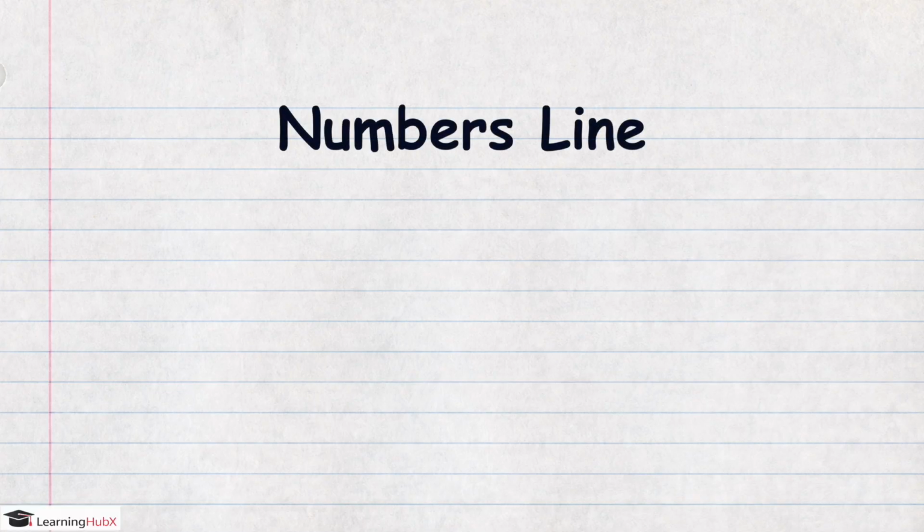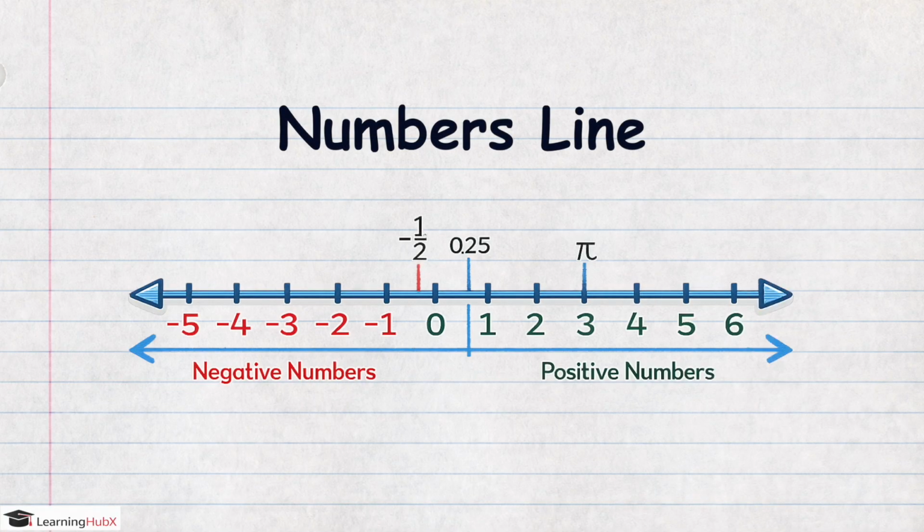Next, we will talk about the number line. A number line is a straight line that shows numbers in order. Every point on the line represents a number. 0 sits in the middle. As we move to the right, the numbers get bigger. These are positive numbers. As we move to the left, the numbers get smaller. These are negative numbers. 0 is the starting point. It separates positive numbers and negative numbers.